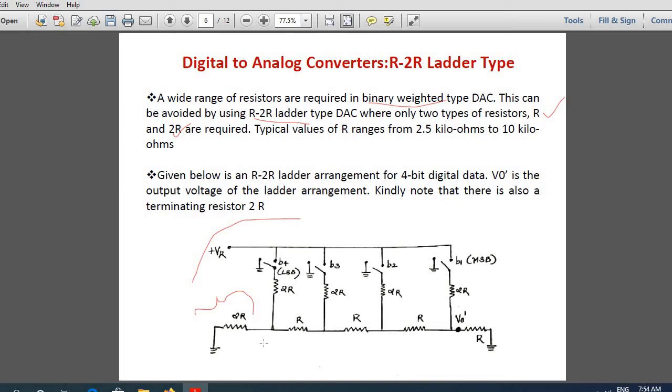So I hope it should be very clear. Please try to understand and study, you can't learn it by heart. So you are having just 2 types of resistor values, 2R and R. In all the branches you have 2R. At the end of the 4th branch you have an additional terminating resistor. In between these branches you have R. And out of the first branch you will take the output voltage.